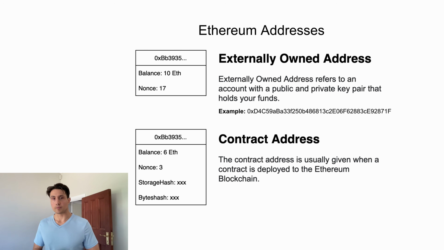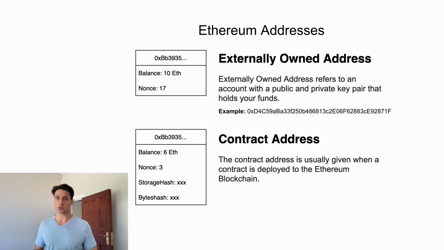And the only things that you'll have on that address would be your balance and a nonce number. Now, the other type of address that you can have is a contract address. Now, this is, of course, where we would store a smart contract. The only difference is that it has additional fields.